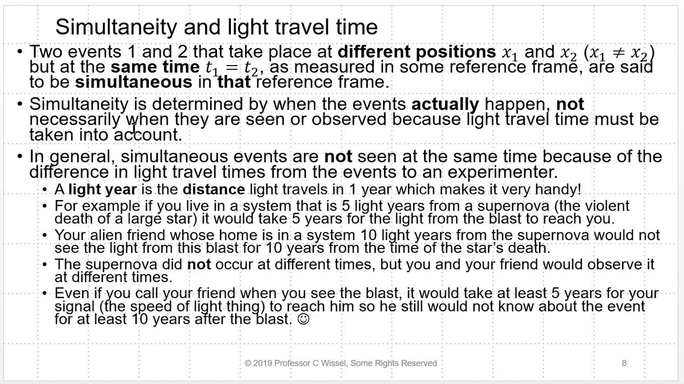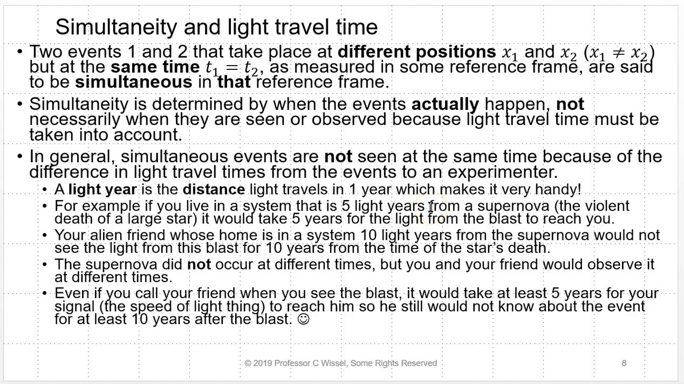This is the reason why the light year is used in astronomy. In astronomy, everything is far enough away that light usually takes some appreciable time to reach us from there. So the light year is the distance light travels in 1 year.